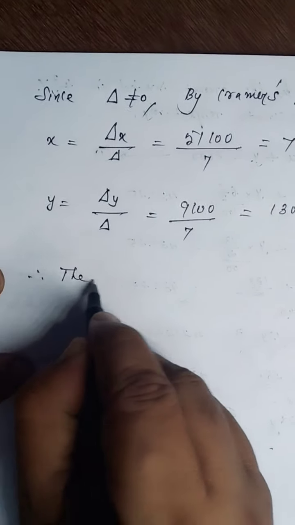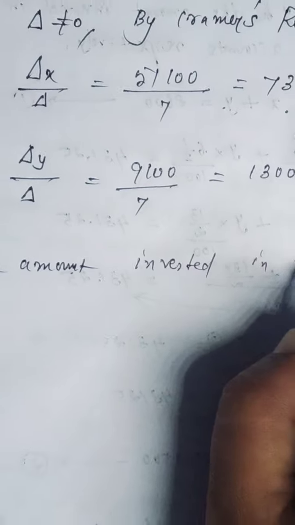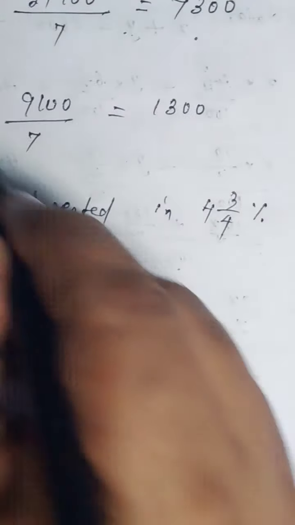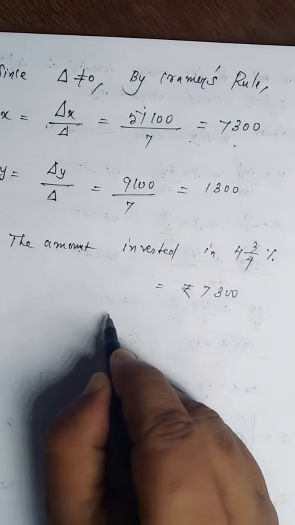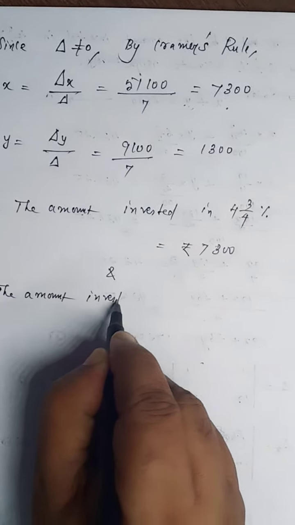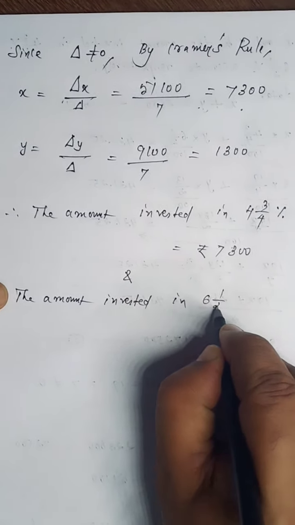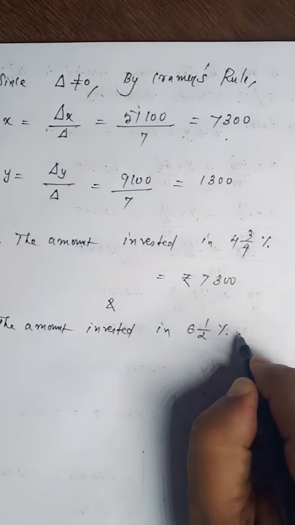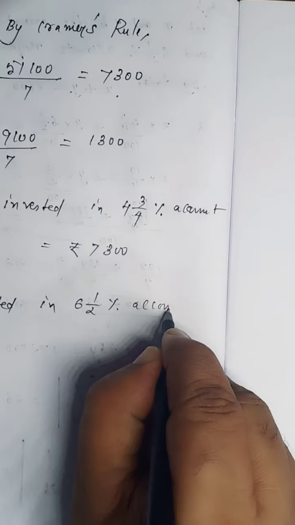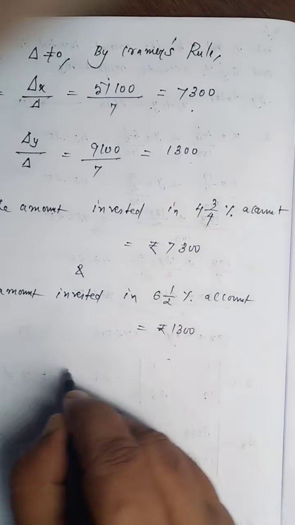Therefore, the amount invested in 4.75% account equals rupees, what is the value of x? 7,300, and the amount invested in 6.5% account equals, what is the value of y? 1,300 rupees. That's all.